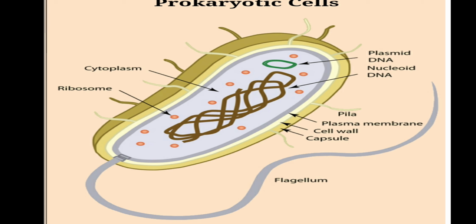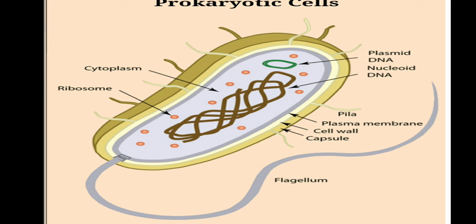So this is the diagram of a prokaryotic cell, a bacterium. You can see bacteria have a cell wall made up of peptidoglycan. Outer to the peptidoglycan, they have a capsule. A large flagellum is shown here. This tail-like flagellum helps in locomotion, movement.